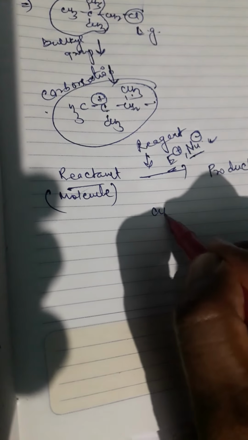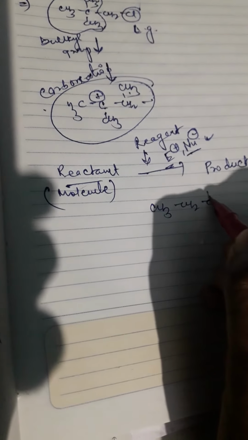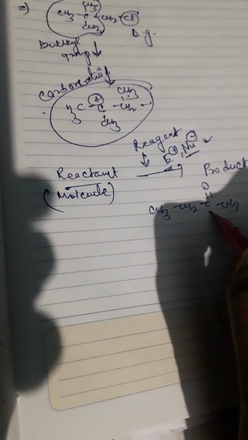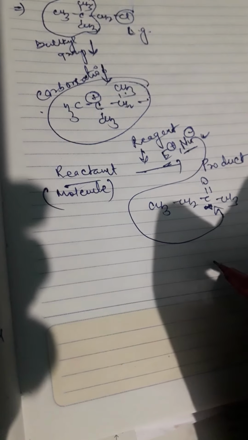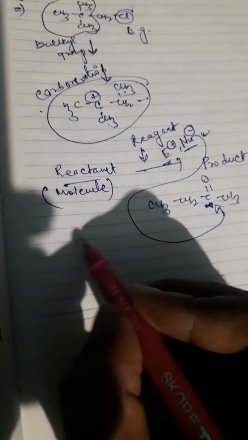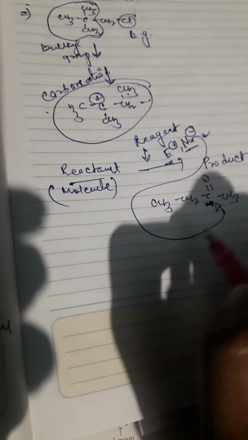Suppose that this molecule is given. Okay, so this carbon center is electron deficient. Okay, so that's why the nucleophile will attack on this. Understand? So this is what I want to say. Okay, so by which the reaction will proceed and product formation takes place. But what happened here?